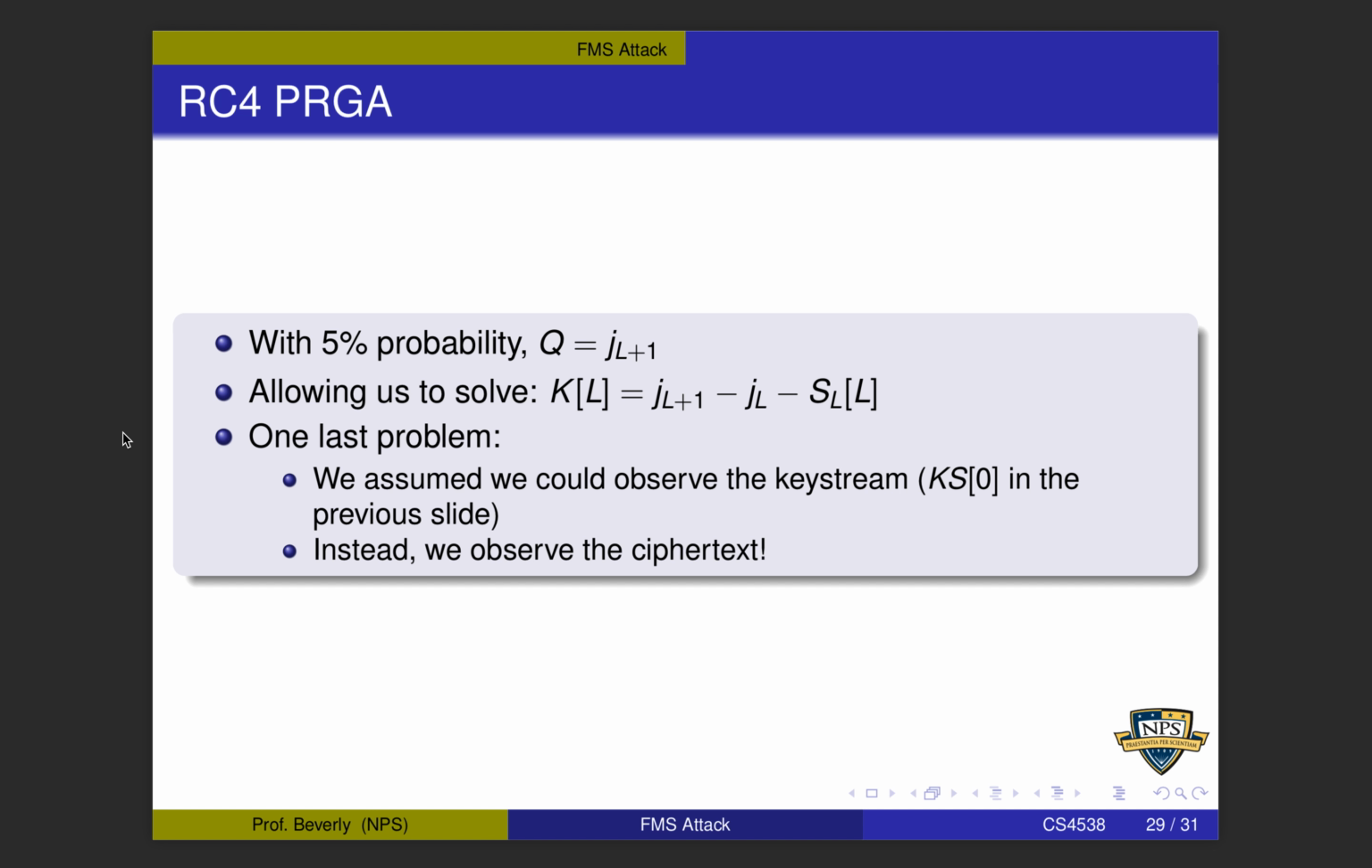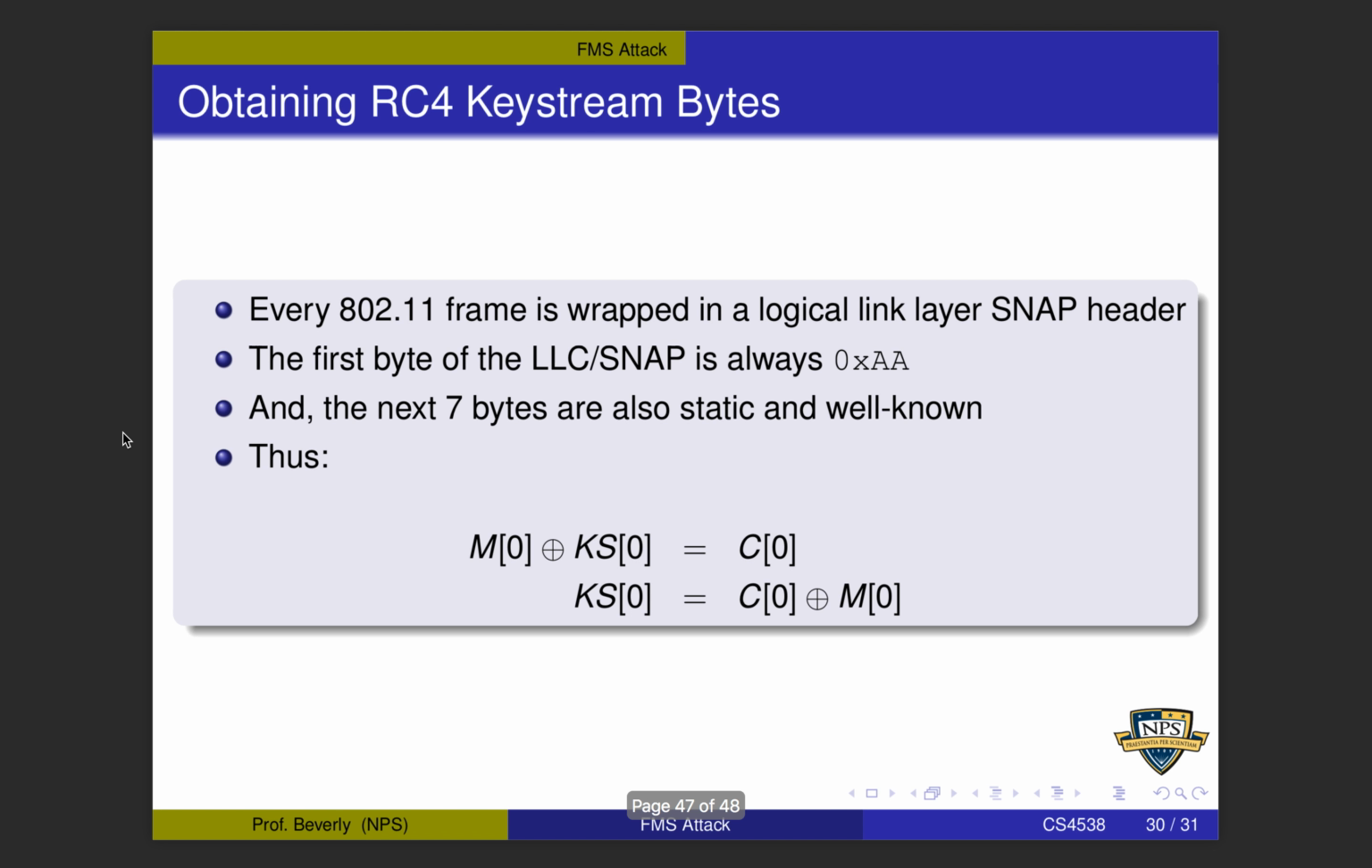We've assumed so far that we could observe the keystream, that we had access to this first byte of the keystream in the previous slide. But is that what a passive adversary observes who's trying to attack this system? No, the passive observer observes only the initialization vector along with the ciphertext. Well, it turns out, as usual, WEP is still quite broken in this regard.